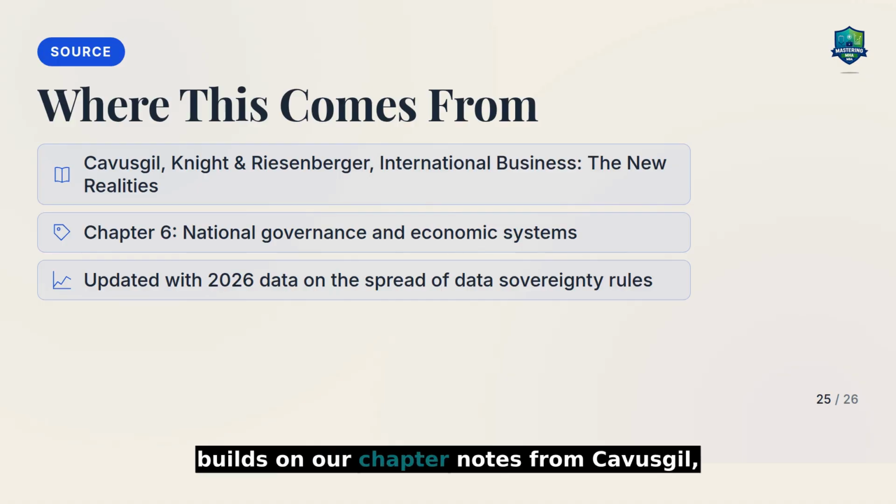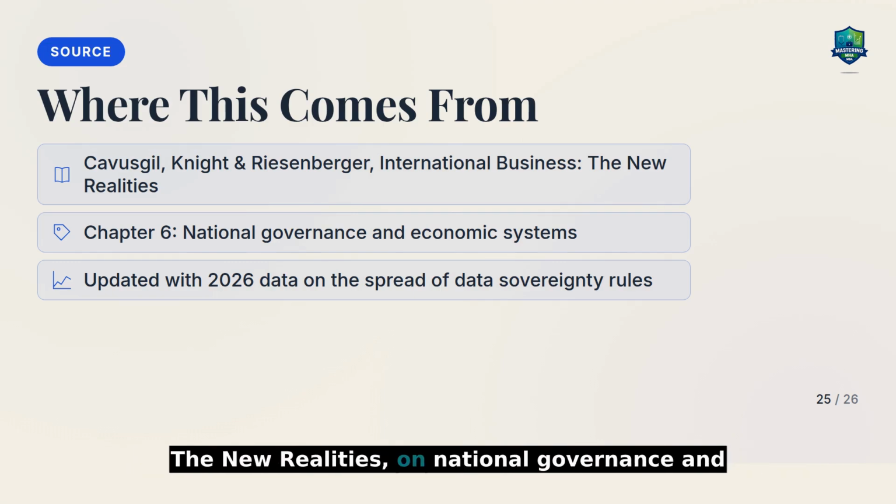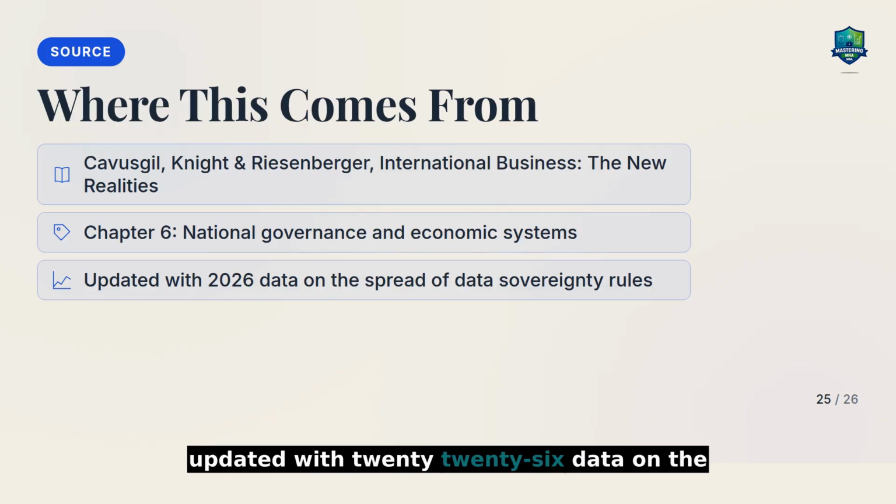This builds on our chapter notes from Cavusgil, Knight and Riesenberger's International Business, The New Realities, on National Governance and Economic Systems, updated with 2026 data on the spread of data sovereignty rules.